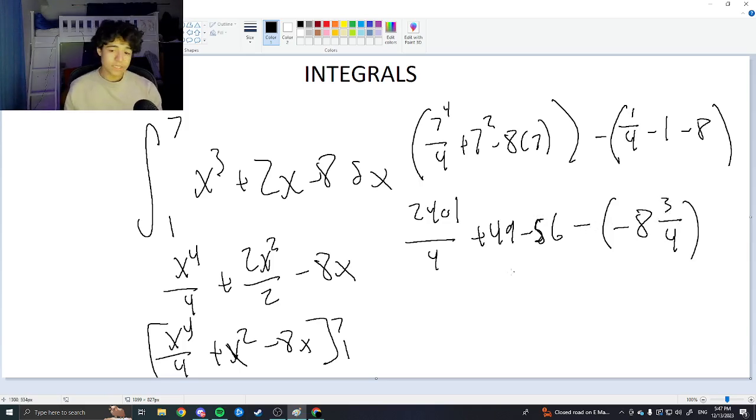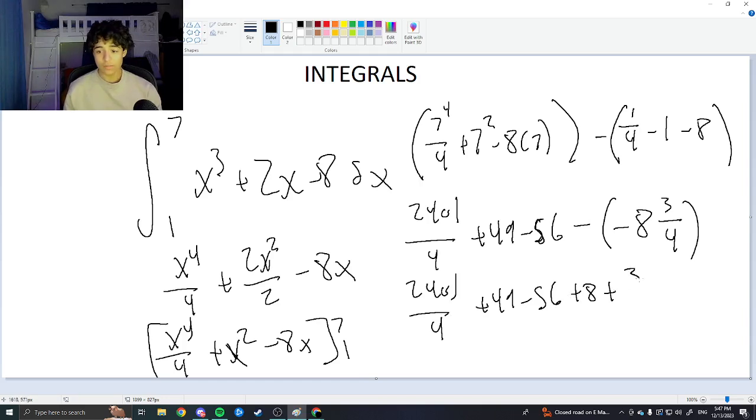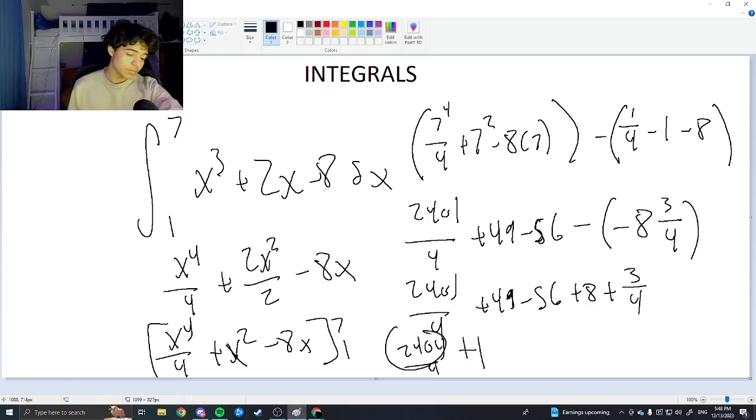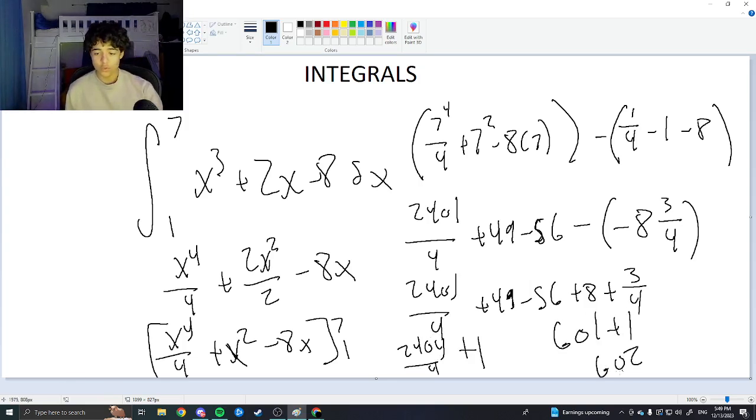These two negatives are going to cancel out. We're going to get a plus. We're going to get 2401 over 4 plus 49 minus 56 plus 8 plus 3 over 4. If we combine our fractions, we're going to get 2404 over 4. But we can simplify these terms here, and we'll end up with 1. 2404, we can simplify to 601. So we have 601 plus 1, or 602.